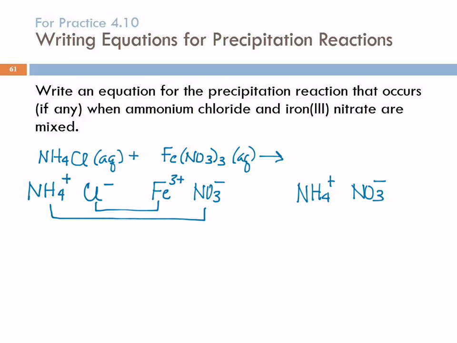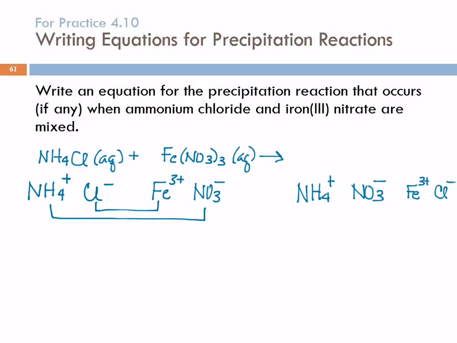And then, I didn't leave myself much space, we've got iron 3+, and chloride. Now, before you actually make those into compounds, ask yourself, are these compounds soluble? Ammonium with nitrate, is that soluble? Yes, all ammonium compounds are soluble. So that one's going to be soluble. How about iron and chloride?